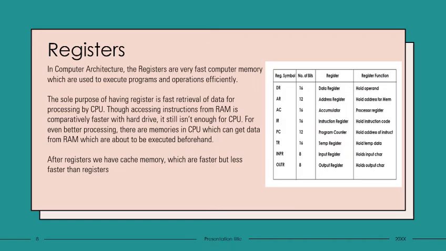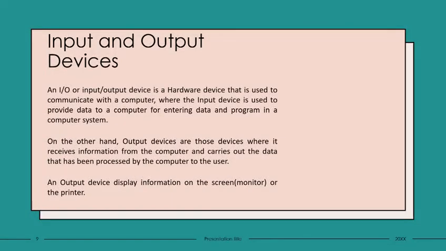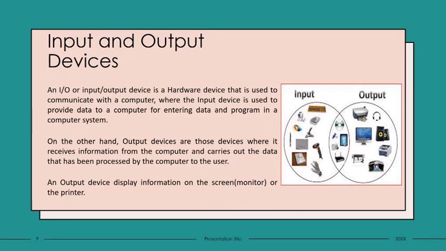Input and output devices. An input-output device is a hardware device that is used to communicate with a computer, where the input device is used to provide data to a computer for entering data and programs in a computer system. On the other hand, output devices are those devices which receive information from the computer and carry out the data that has been processed by the computer to the user. An output device displays information on the screen, monitor, or the printer.